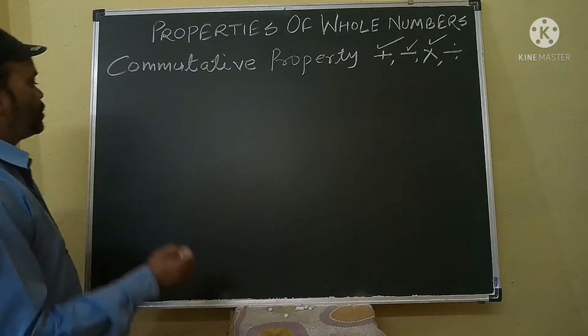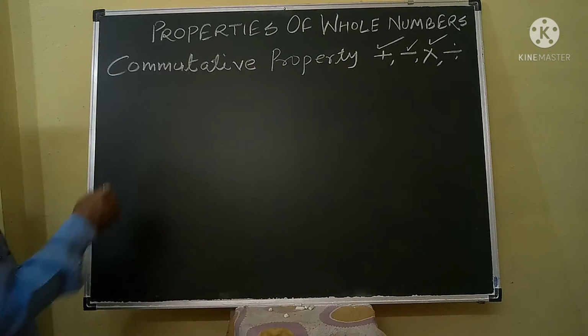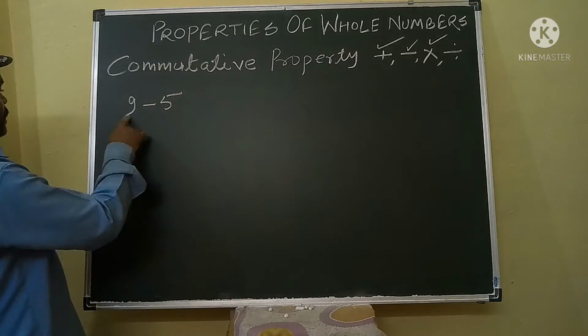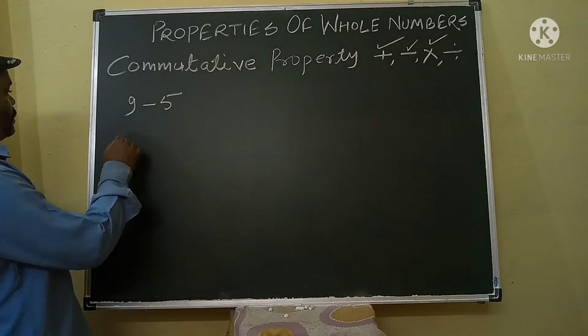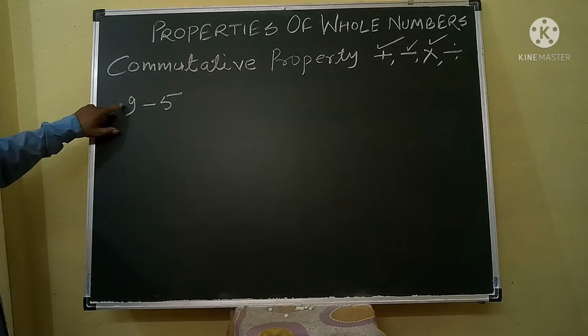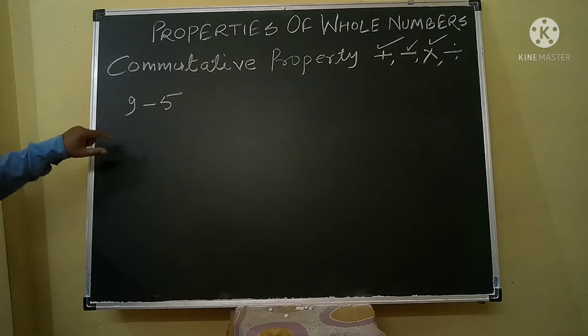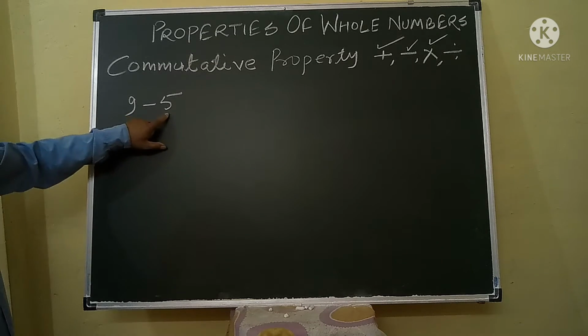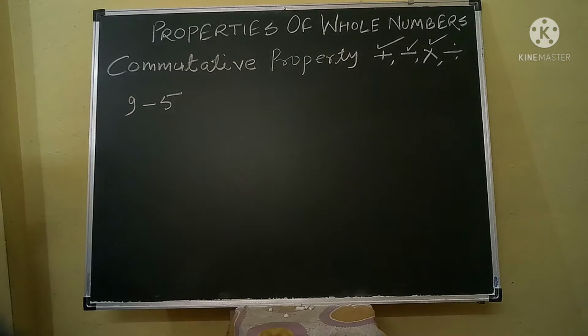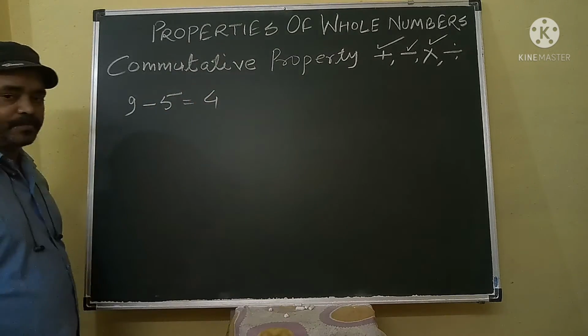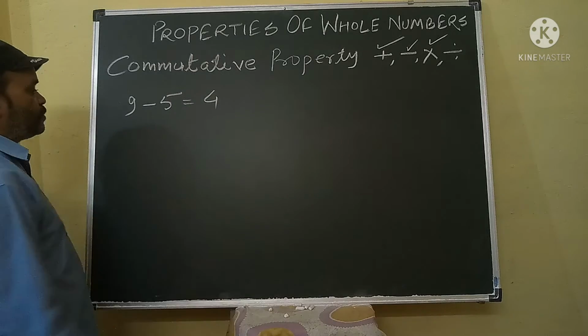subtraction. Now look here. Suppose you have two whole numbers, 9 and 5. 9 minus 5. As you know very well, 9 and 5 are whole numbers. 9 is the bigger number, 5 is the smaller number. If you subtract the smaller number from the bigger number, you will always get a positive number. 9 minus 5 is equal to 4.